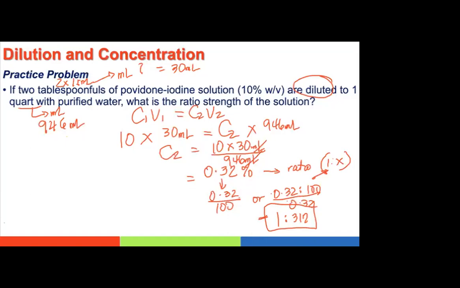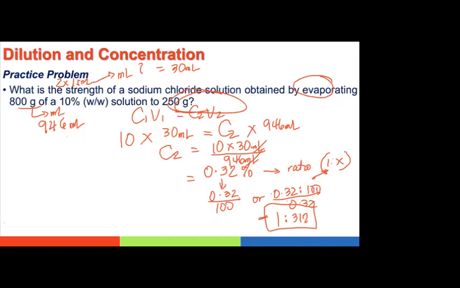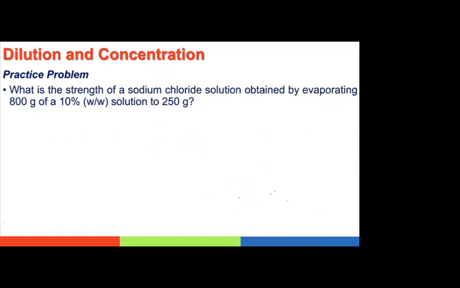Be careful ha. I-highlight ninyo what is always being asked. Ratio strength. Pag ratio, 1:blank. 1:blank. Puro ganun tayo. Okay. Madali lang din to, no? Itong dilution concentration na problem. Next tayo. 312.5 ba yung exact? Okay, sige. You write 312.5. Next.